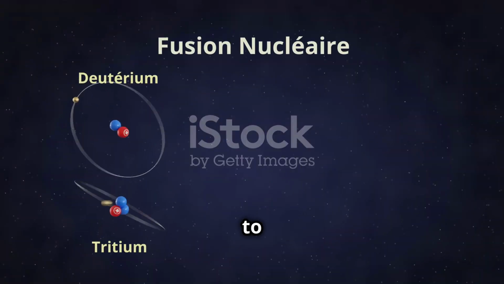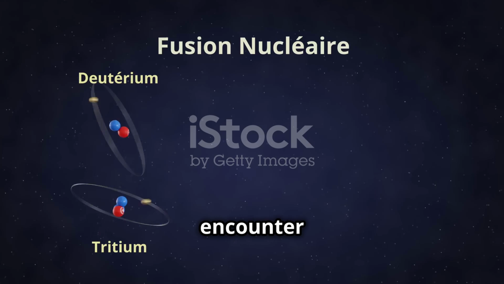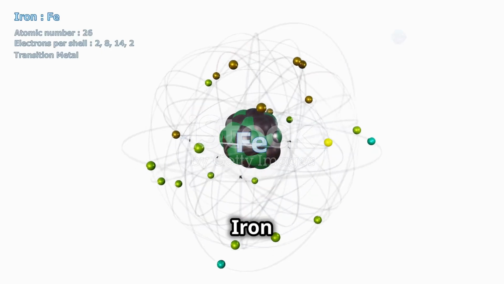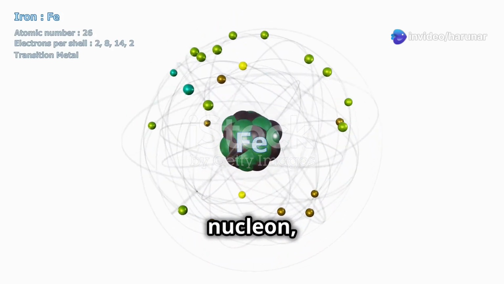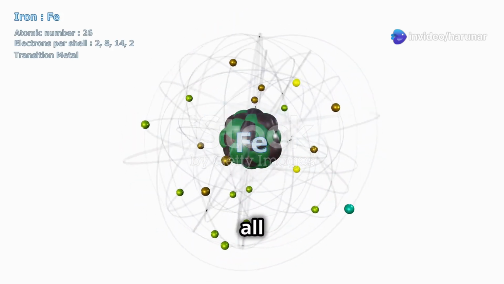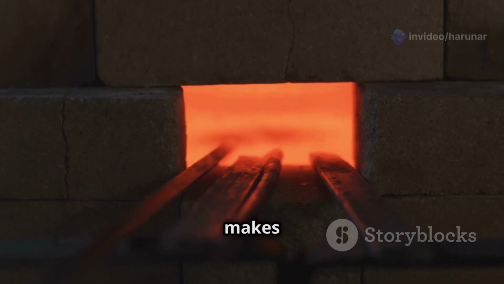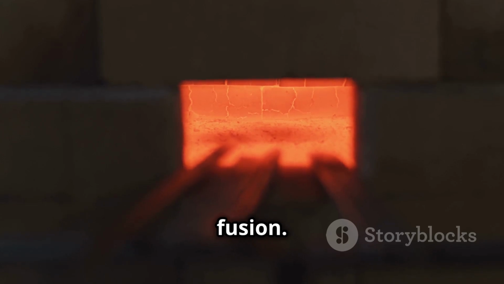As stars continue to fuse heavier elements, they eventually encounter a roadblock: iron. Iron is the most stable element in the universe, meaning it has the highest binding energy per nucleon, that's proton or neutron, of all atomic nuclei. This stability makes iron the end of the line for stellar fusion.